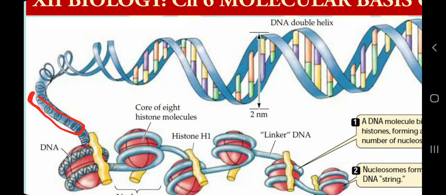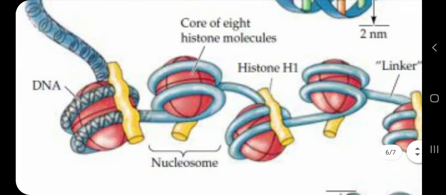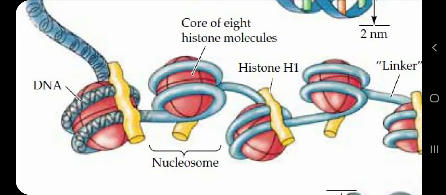Now this 2 nanometer DNA is packaged with these red colored proteins, and these proteins are called histone proteins. You must have heard about these proteins in class 11th biology, when you were studying chapter number 8, the structure of a cell.